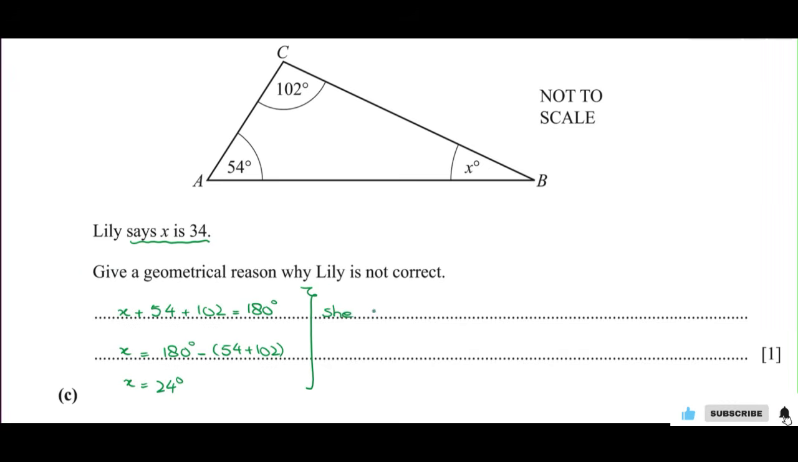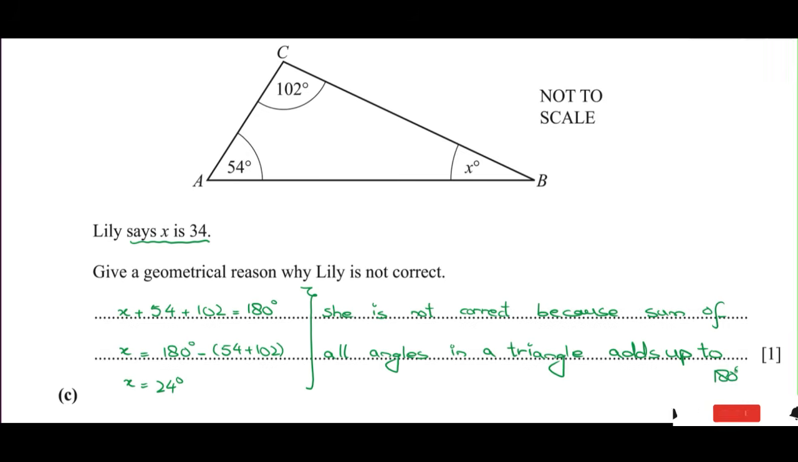We can say she is not correct because the sum of all angles in a triangle adds up to 180 degrees. So when you add all three angles, your sum should be 180, but when you add 34, 54, and 102, this is not equal to 180 degrees, right?